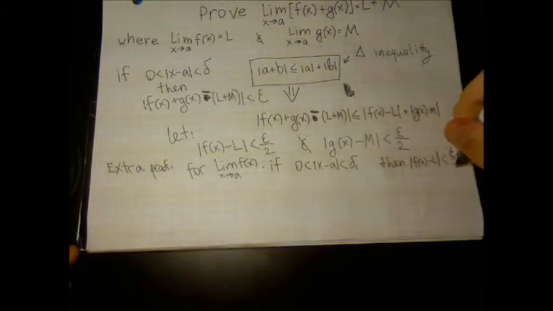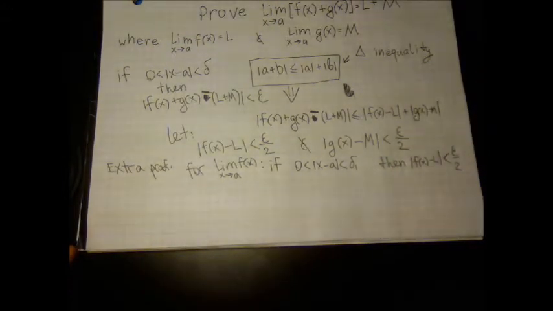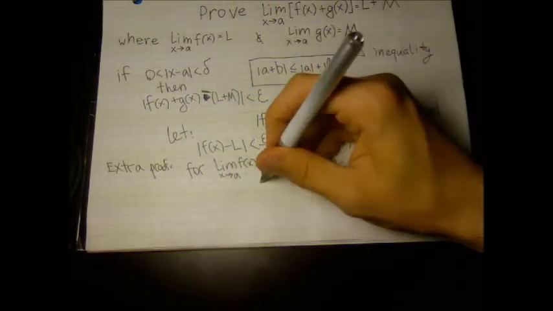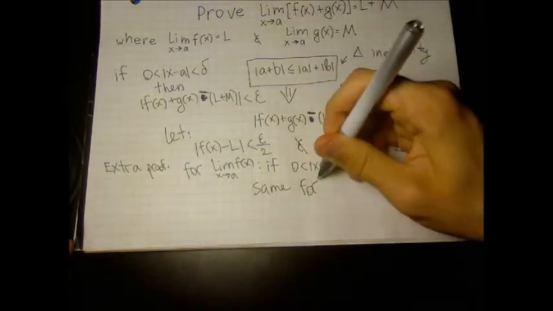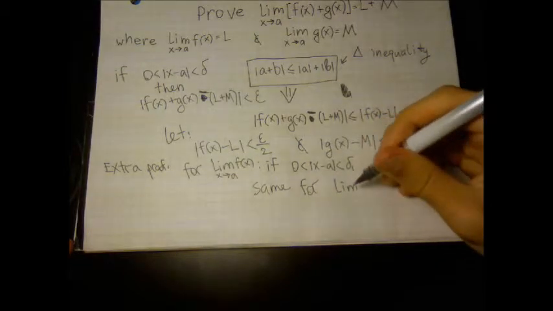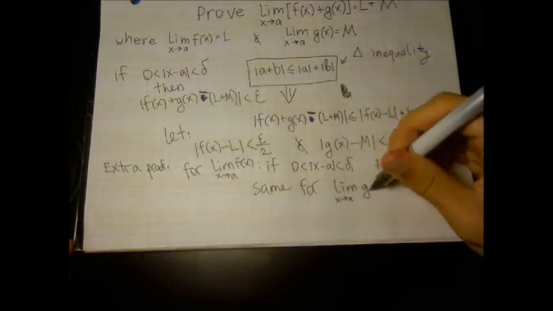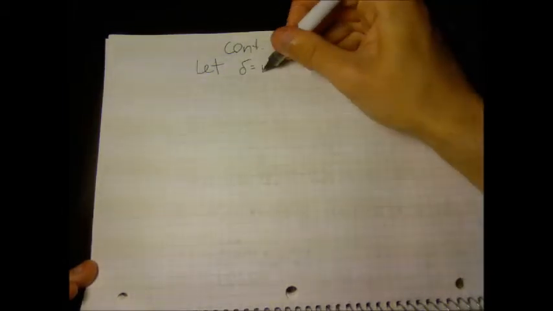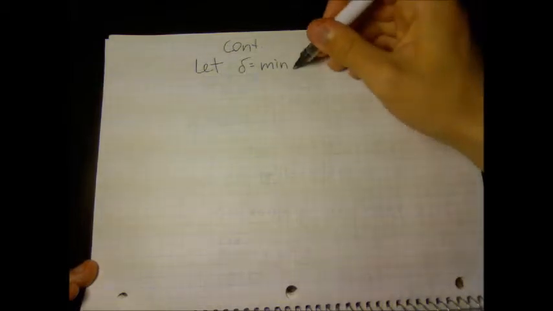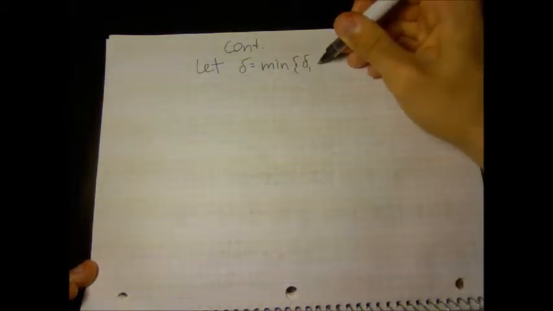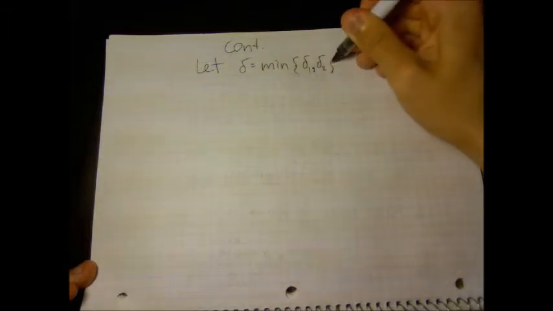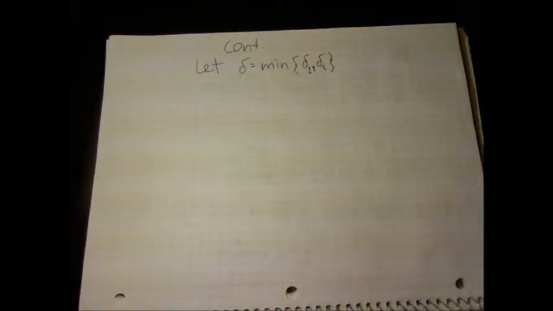The same proof will apply without loss of generality to the limit of g of x. And we won't write it down here because there isn't enough space for that, so just keep it in your mind. Continuing with that, let us assume that the delta for the overall proof is the minimal value of the two other deltas which appear in the conditions for the limit of f of x and the limit of g of x. Respectively, those are delta 1 and delta 2.